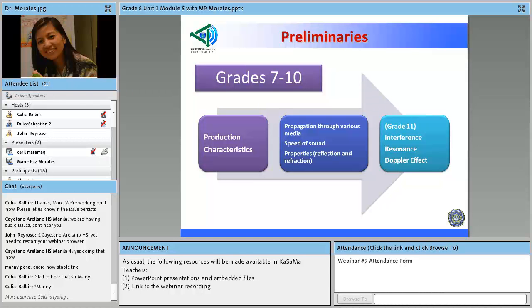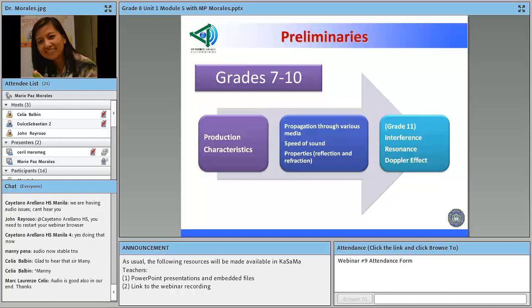In grades 7 to 10, here we have the focus on sound. So we have grade 7, production and characteristics, grades 8 to 9, and then to 10, propagation through various media, speed, and properties like reflection and refraction. And then after that, we have grade 11.